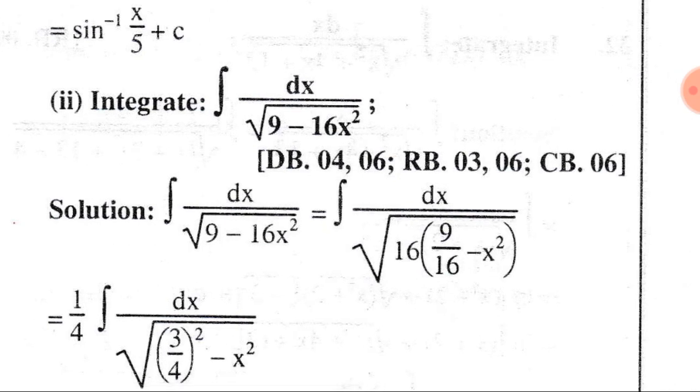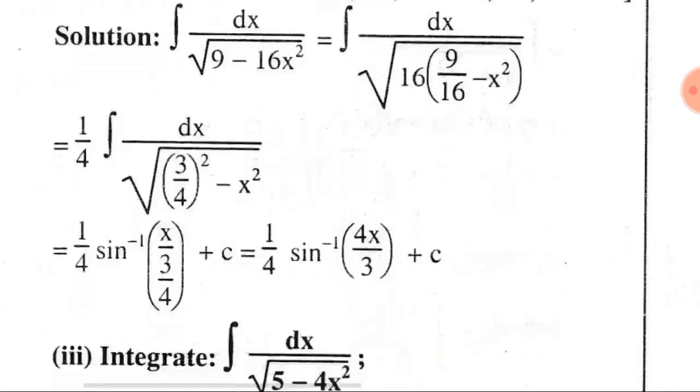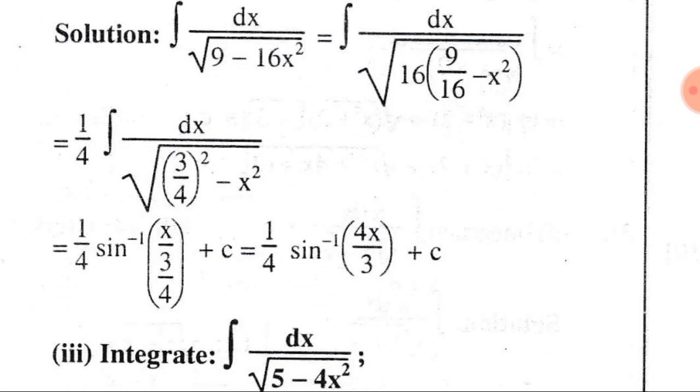If I would like to make it standard form, first of all we have to remove the coefficient of x square. For removing the coefficient of x square, 16, we take it common, that means using the distribution law we get integration dx whole divided by square root of 16 times of 9 by 16 minus x square. Here 9 by 16 can be written as 3 by 4 whole square, and it is also similar to the standard integral, integration dx whole divided by square root of a square minus x square. So it can be written as sine inverse x by a. Here a is 3 by 4, so we can write sine inverse x by 3 by 4 plus c, and after calculation we get 1 by 4 sine inverse 4x by 3 plus c.